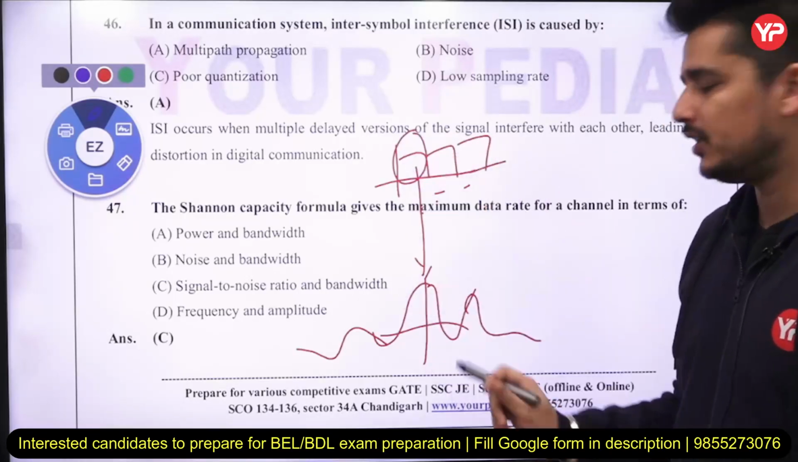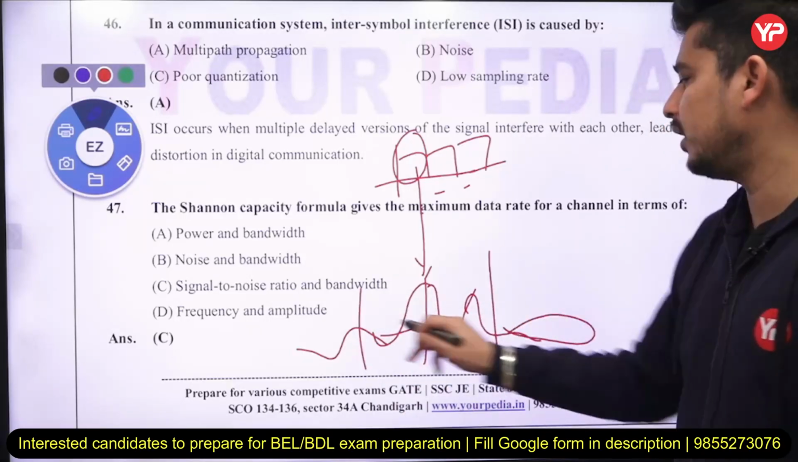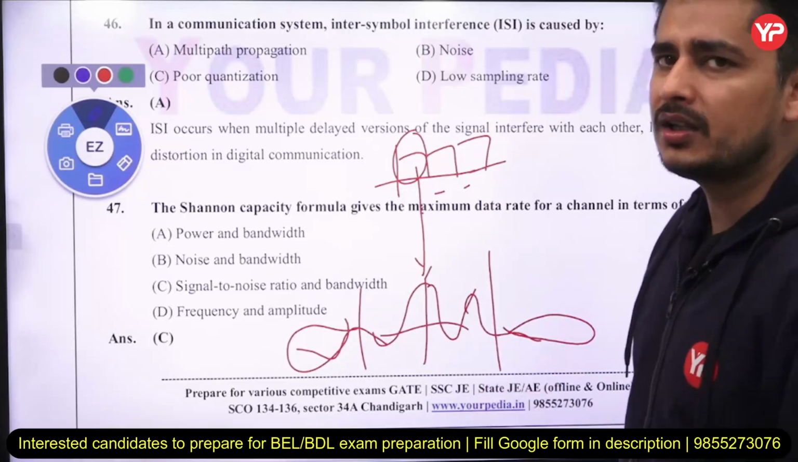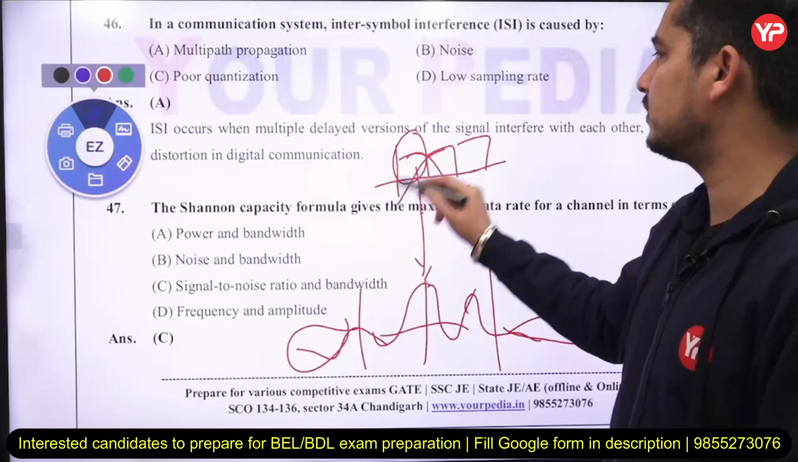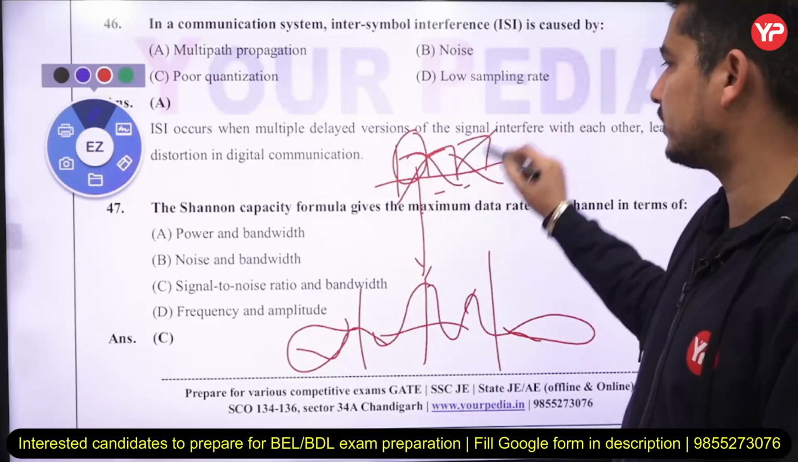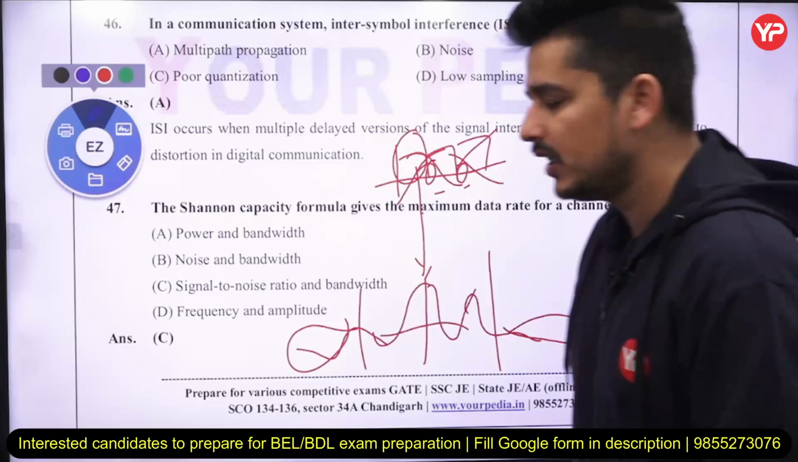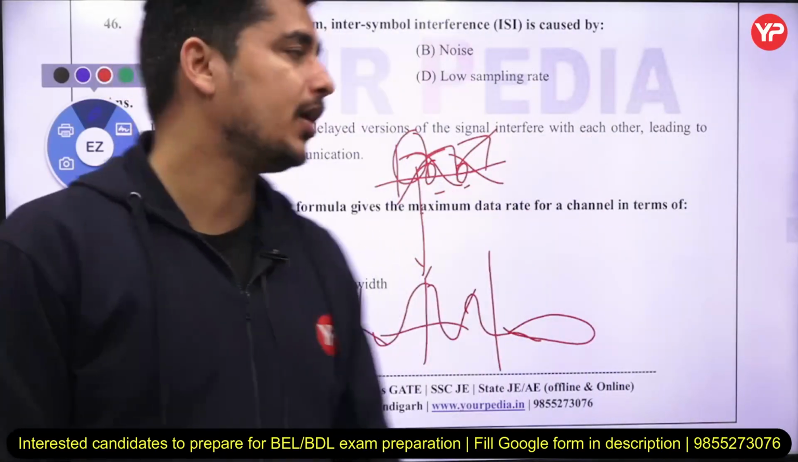pulses through a band limited channel. That band limited channel will crop this one and remove the higher side bands. Whenever you compress a signal in one domain, it will expand in the other domain. So these pulses will expand, and they will start overlapping with each other. This overlapping is called intersymbol interference, right? So basically this is due to multipath propagation.